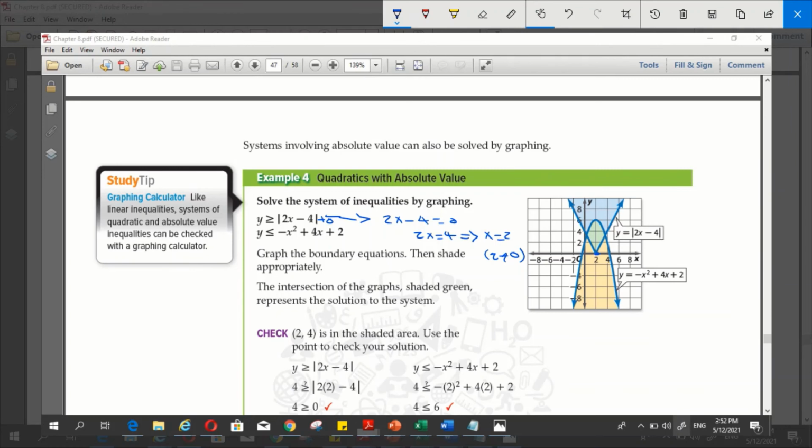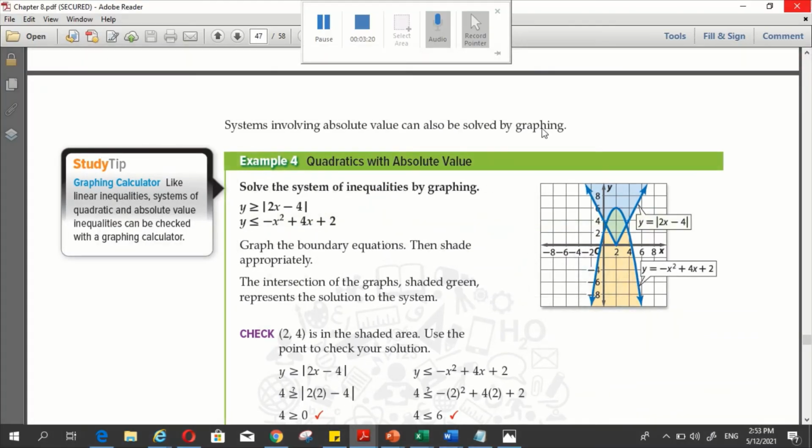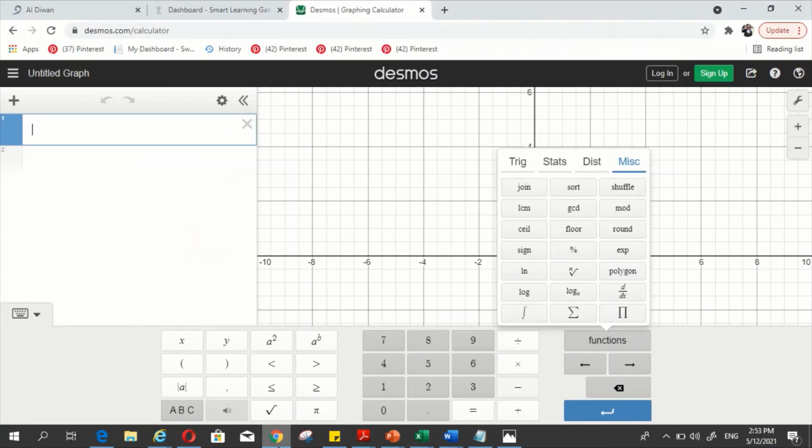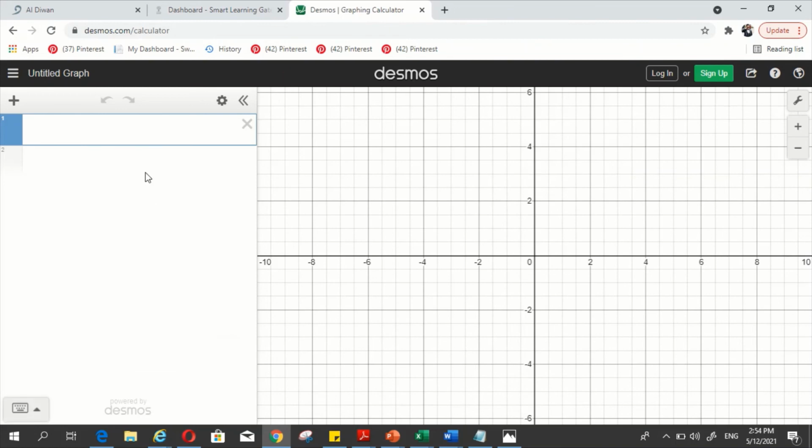After that, just graph the absolute value, taking 2 points, one from inside and one from outside, just to see where my solution region is. The same thing for the second inequality, which is for a quadratic equation. So graph it and find the solution region, and the intersection region will be the solution region. That's it. Now for finding the solution on Desmos, it will be the same.